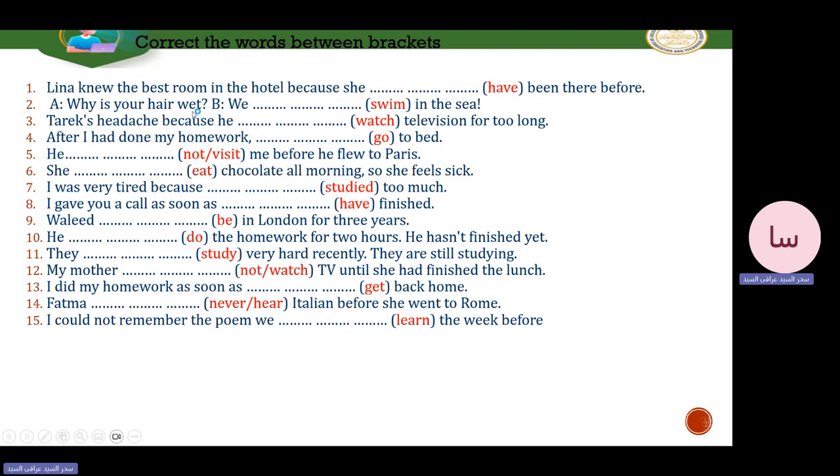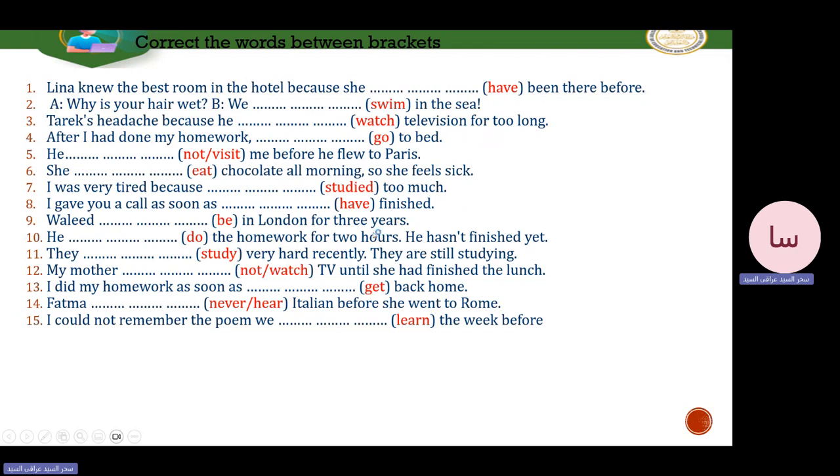Why is your hair wet? We swim in the sea. Tariq's headache because he watched television for too long. After I had done my homework, go to bed. He not visit me before he flew to Paris. She eat chocolate all morning, so she feels sick. I was very tired because I studied too much. I give you a call as soon as have finished.